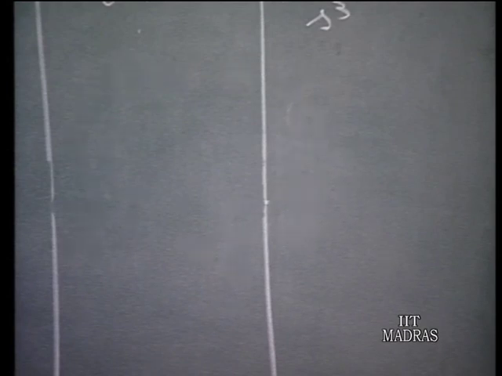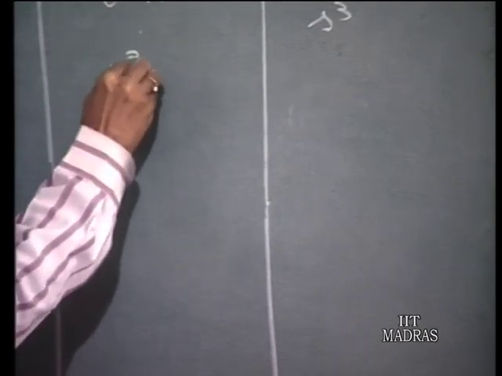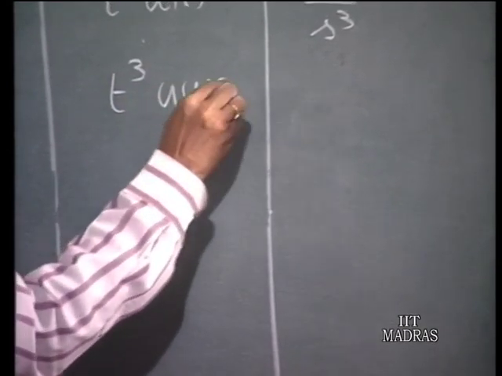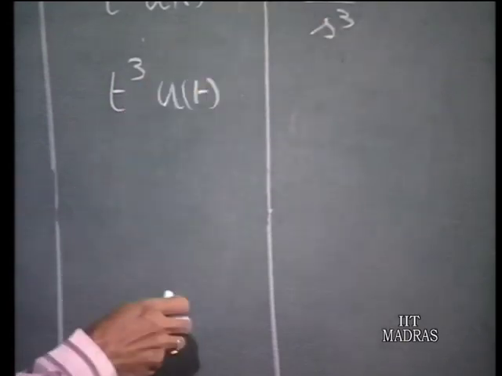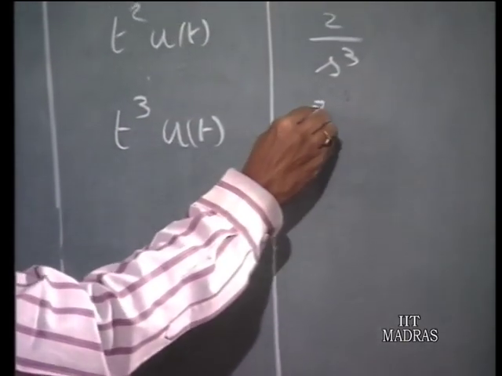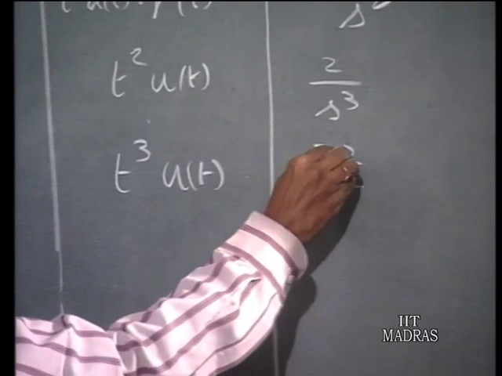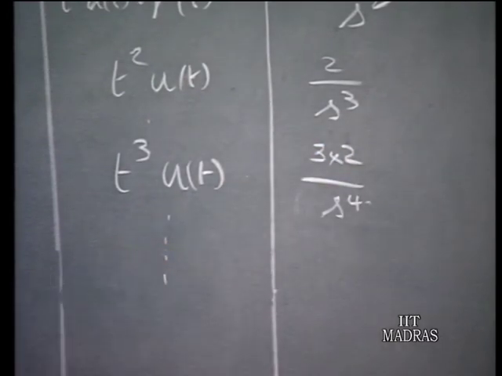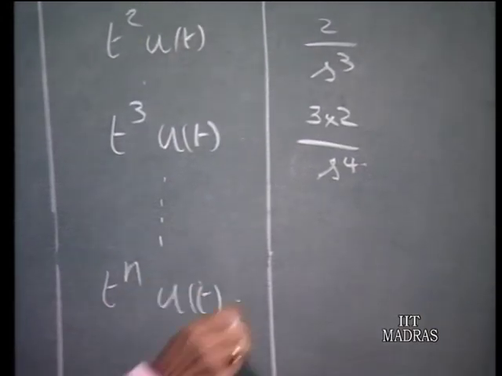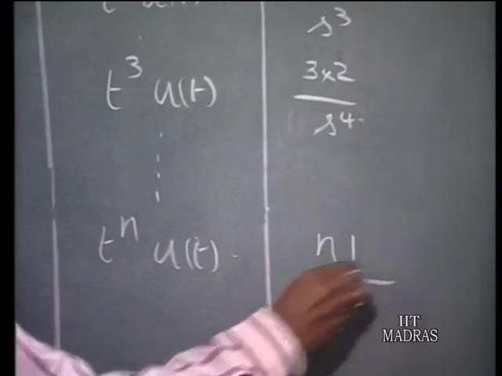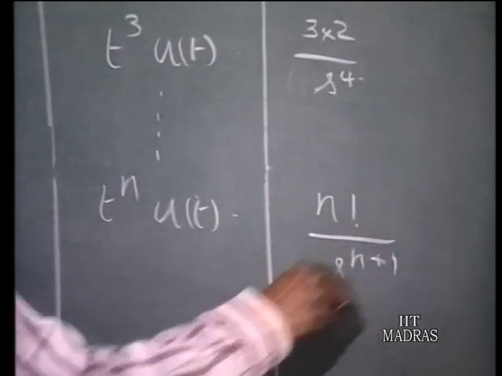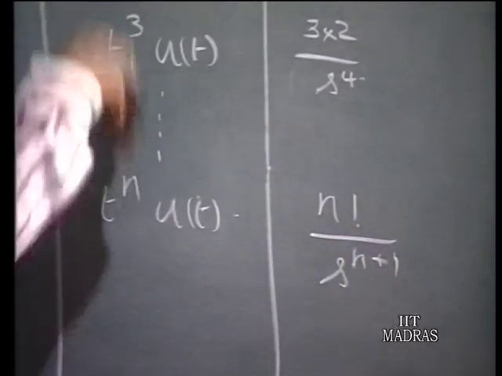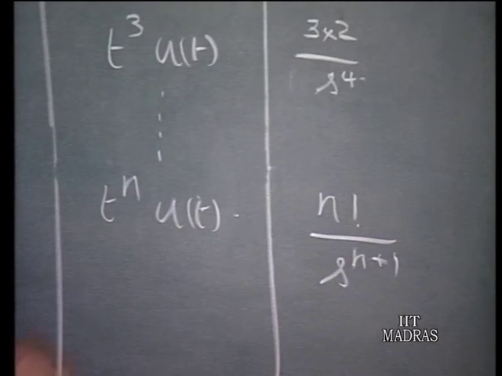Continuing in this fashion, suppose I have t cubed u(t). Again you take the derivative of this, and it will become 3 times 2 divided by s to the power of 4. And if you proceed further in this fashion, if you have t^n u(t), then you have n factorial over s to the power of n plus 1. That is how it goes. As we take higher and higher powers of t, the Laplace transform goes in this manner.